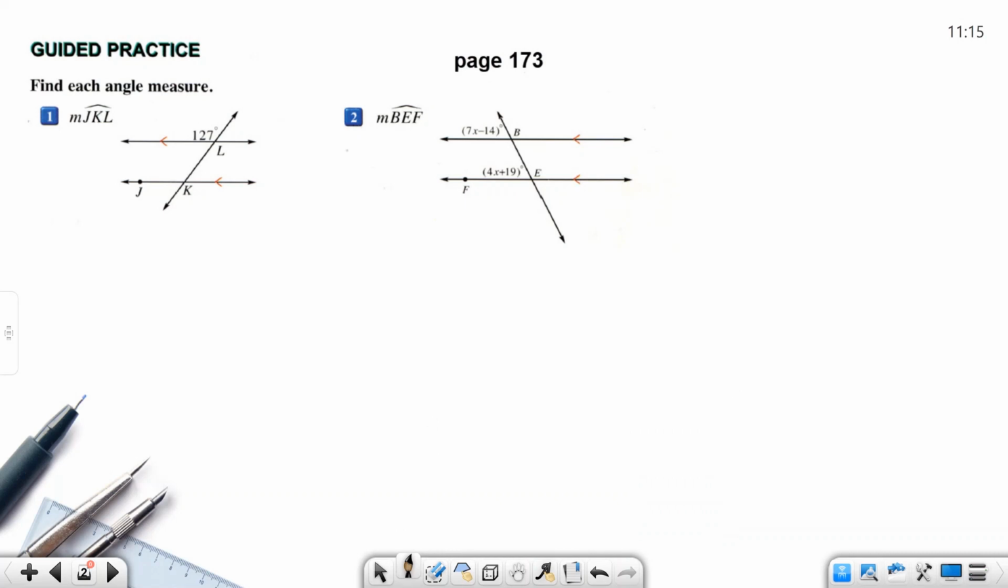Chapter 5, Section 1, Parallel Lines, Guided Practice and Independent Practice questions.